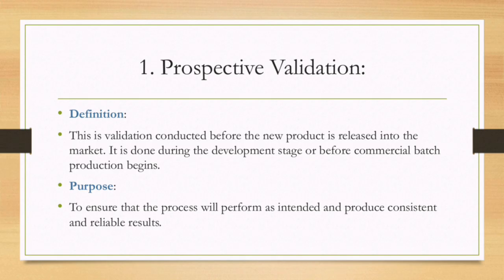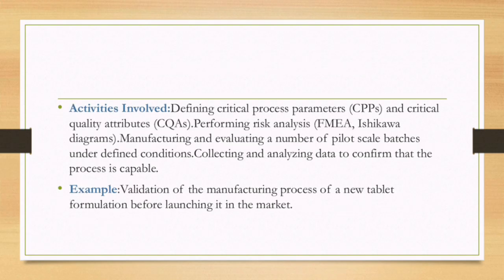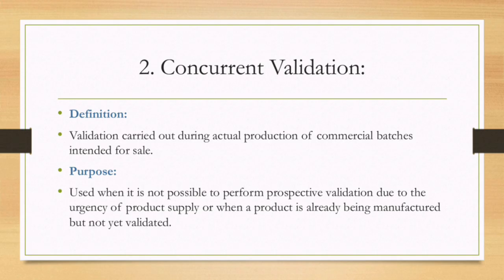Purpose: to ensure that the process will perform as intended and produce consistent and reliable results. Activities involved: defining critical process parameters, critical quality attributes, performing risk analysis, manufacturing and evaluating a number of pilot scale batches under the defined condition, collecting and analyzing data to confirm that the process is capable. Example: validation of the manufacturing process of a new tablet formulation before launching it in the market.